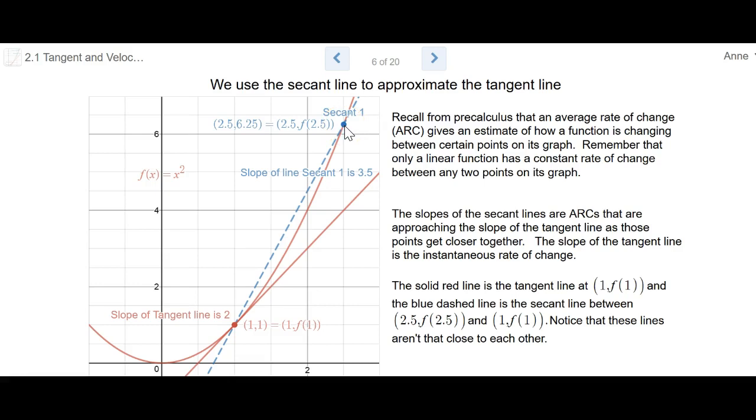So we can figure out the slope of that line by evaluating the function f of x equals x squared at 2.5, which gives me 6.25. And then I figure out the slope as normal. Change in y is 6.25 over 1. Change in x is 2.5 minus 1. Sorry, before I meant 6.25 minus 1 over 2.5 minus 1. And that's going to give me a slope of 3.5. And notice that the slope of my tangent line is 2. And we'll talk later on how to get that.